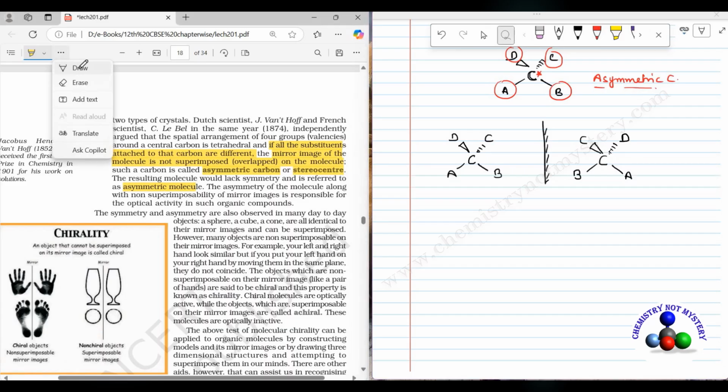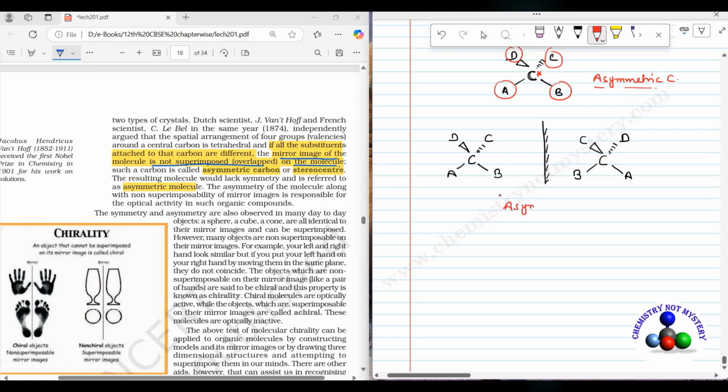So what is written here? The mirror image of the molecule is not superimposable on the molecule. Such molecules are called asymmetric molecules. So this molecule is an asymmetric molecule as its image is not superimposable on the molecule. Another way to find an asymmetric molecule is to identify the carbon: if the carbon is bonded to 4 different groups, then the molecule will be asymmetric and the carbon will be an asymmetric carbon.